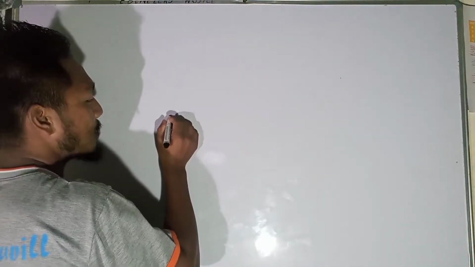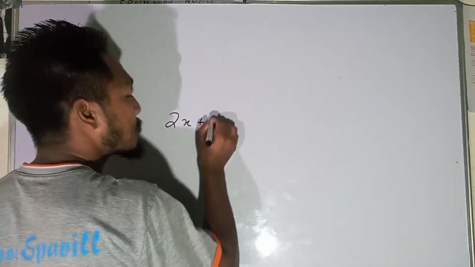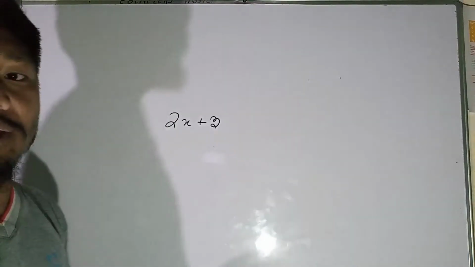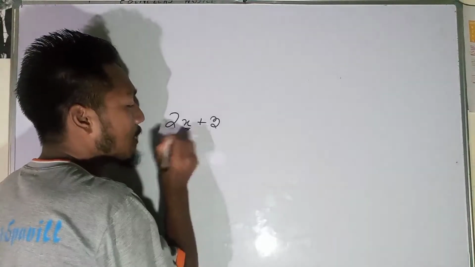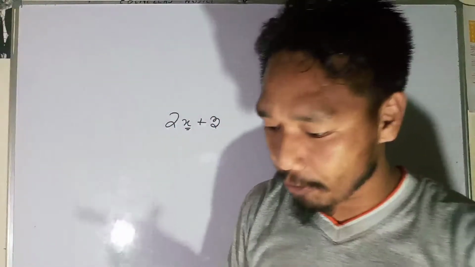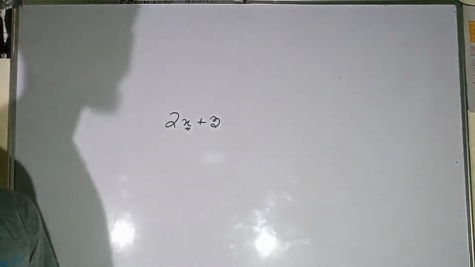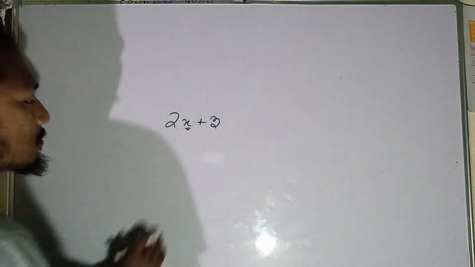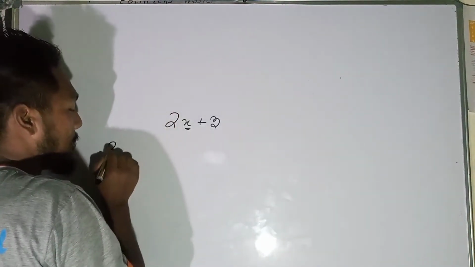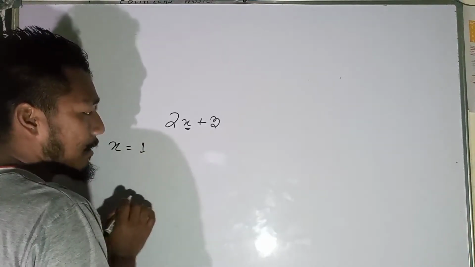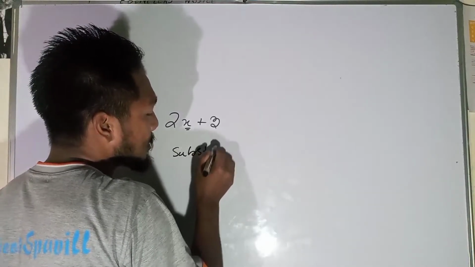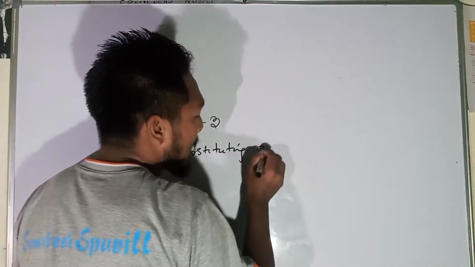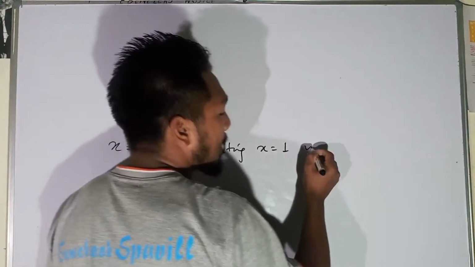So let's go with an example. Let's say your expression is given in this way, 2x plus 3, and you have to find the value of this. Unless you know the value of x, it becomes impossible to find. So if they say that x is equal to 1, then we have to substitute x is equal to 1 in the expression.